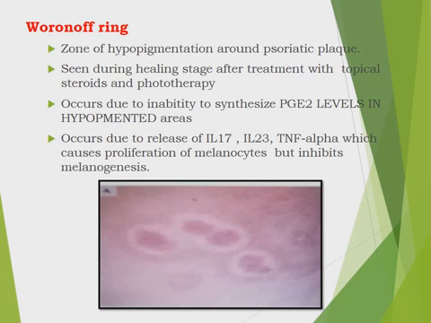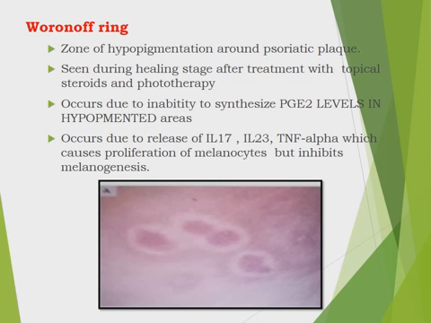What is Voronov ring? Voronov ring is a zone of hypopigmentation around a psoriatic plaque. It occurs in patients when psoriatic plaques are treated with topical steroids and phototherapy for a prolonged period of time. Why does it occur? It occurs due to decreased prostaglandin E2 level in the hypopigmented zone and increased levels of interleukin 17, 23 and tumor necrosis factor alpha, which inhibit melanogenesis. Interleukin 17, 23 and tumor necrosis factor alpha are already increased in psoriatic patients.